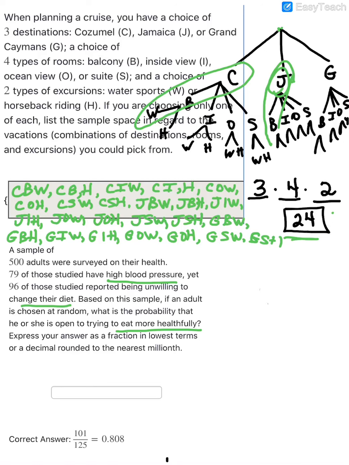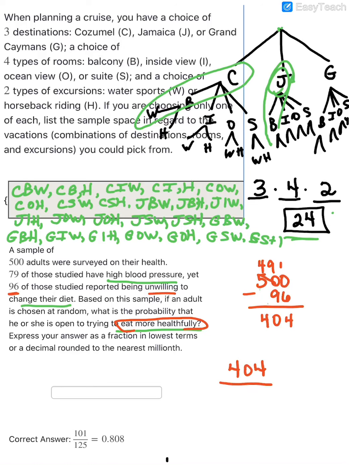Okay, so we are focused on who would be willing to eat more healthfully. So notice they told me 96 are not willing to change their diet. And so that was out of the 500 they surveyed. So if 96 are not willing, it must mean that the 500 minus the 96 are those that are willing. So we're going to first subtract that. And so we're left with 404 people that are willing to change their diet. And with probability, you take that number divided by a total that you're looking at, which is 500.